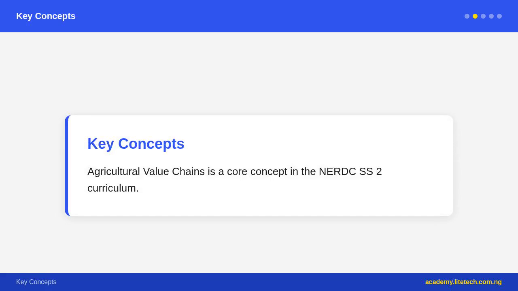Subsistence agriculture produces food primarily for consumption at home, with limited participation in value chains. Commercial agriculture is focused on producing for the market, with full value chain participation.